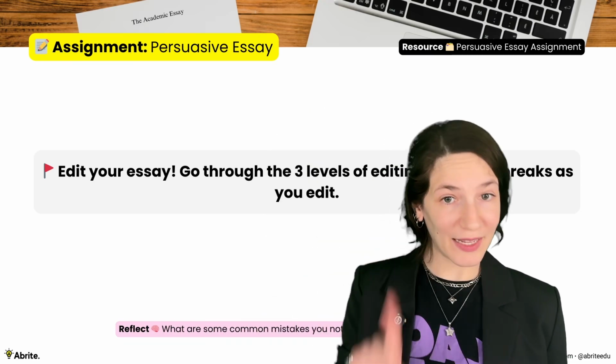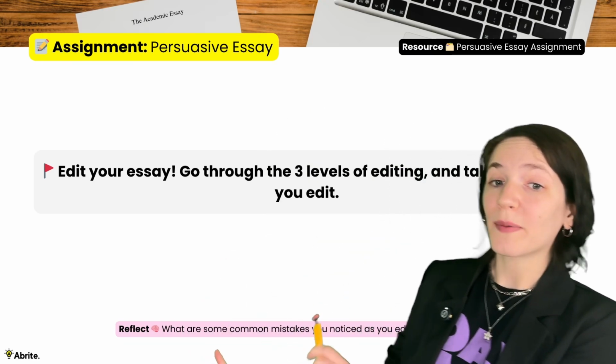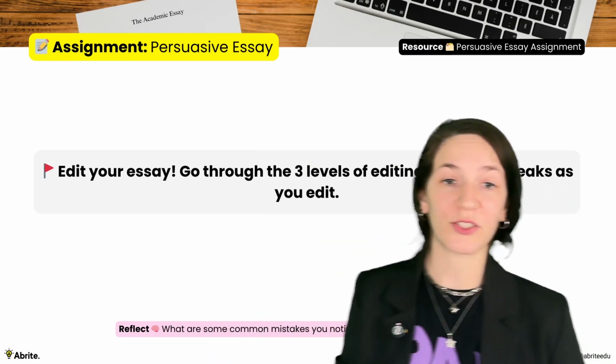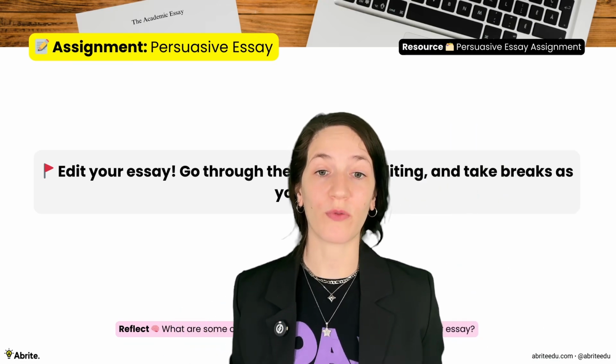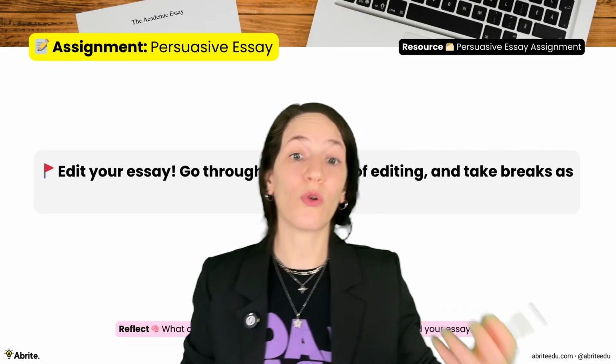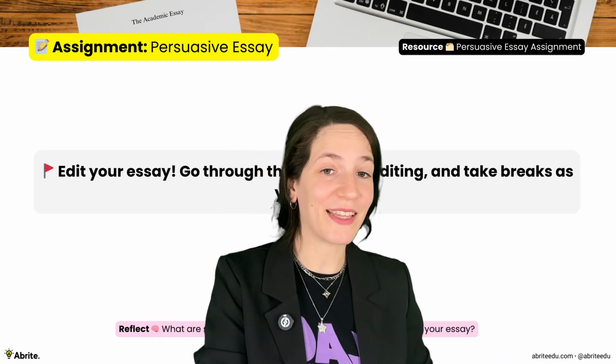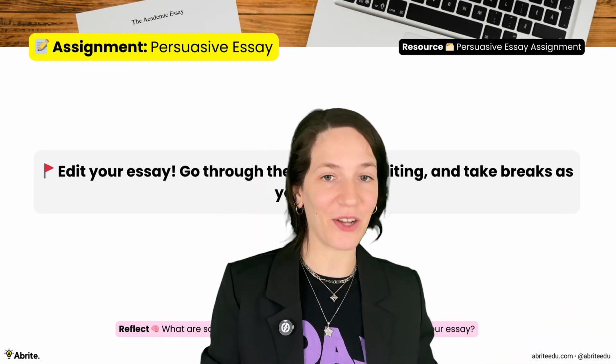Also, as you edit, try and keep note of common mistakes you notice as you edit your essay. We each have our own writing style and tend to make the same mistakes over and over. So if you have an idea of things that you know that you tend to do, then they'll be easier to catch later on when you edit again.